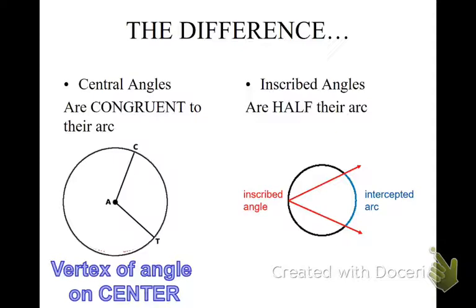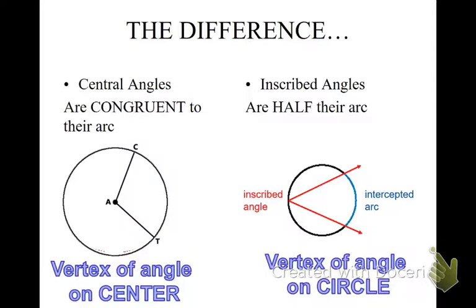All right, in an inscribed angle, they are half of their arc, but also the vertex is on the circle, any part of the circle. And in the next section, we are going to decide if we have an inscribed angle, a central angle, or neither.